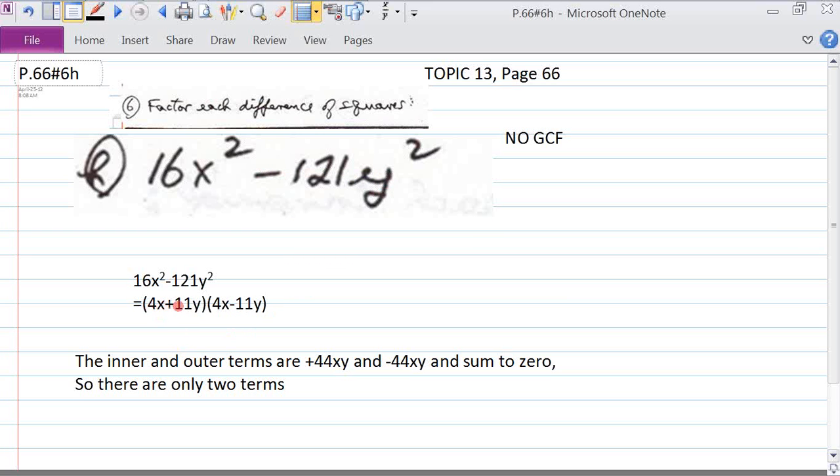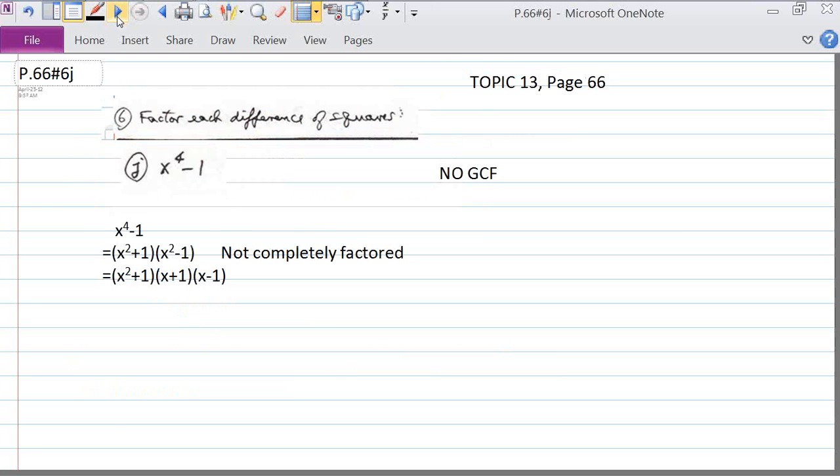So you can see whatever is in this bracket is identical to this bracket except for the difference in the sign. The inner and outer terms sum to 0. So we got plus 44xy as the inner and minus 44xy as the outer. They sum to 0. So there's only 2 terms, this term and this term. And that's characteristic of the difference of squares.